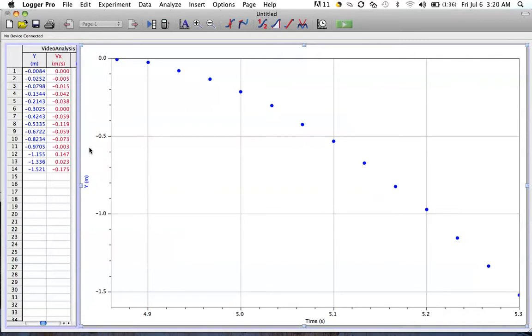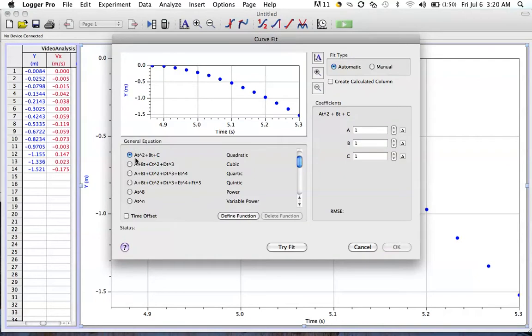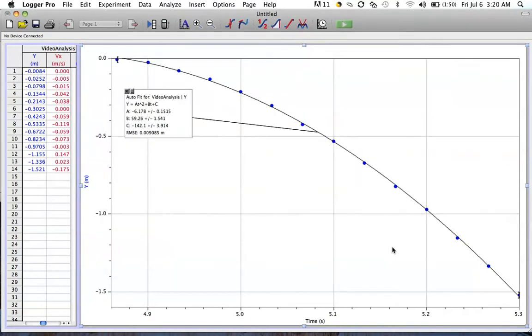And remember, on a distance time graph, the slope of our graph tells us what the velocity is. And since we have a curve here, then the slope is constantly changing, so our velocity is constantly changing, so we have an acceleration here. So I'll go to curve fit, and I'll choose quadratic and try it, and that fits my data very well, as we would expect for a falling object.